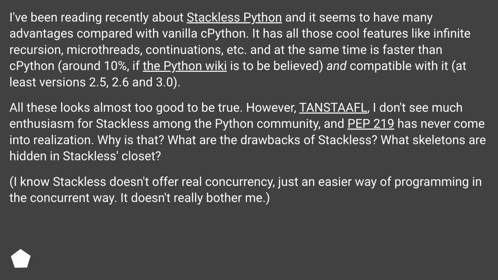However, I don't see much enthusiasm for Stackless among the Python community, and PEP 219 has never come into realization. Why is that? What are the drawbacks of Stackless? What skeletons are hidden in Stackless' closet? I know Stackless doesn't offer real concurrency, just an easier way of programming in the concurrent way. It doesn't really bother me.